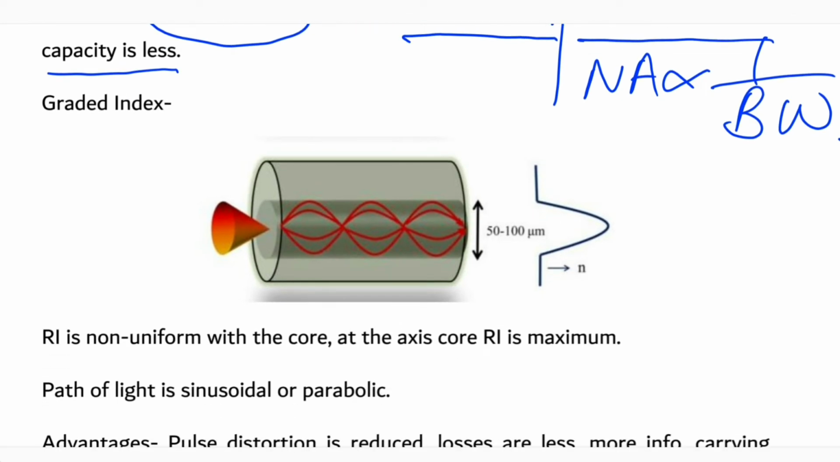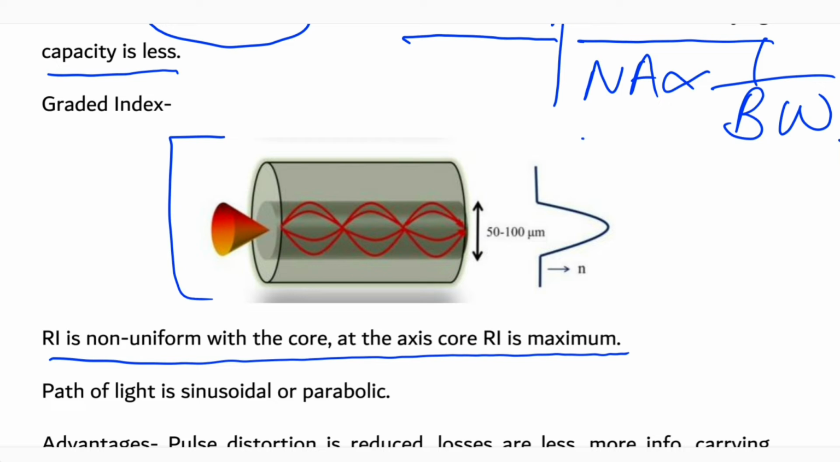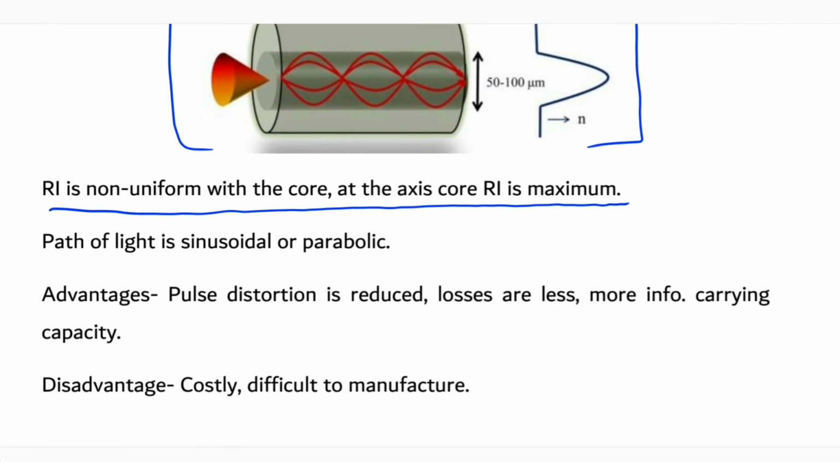For the graded index fiber, the refractive index is non-uniform at the core. The refractive index is non-uniform with the core, and at the axis it is maximum. You can observe this from the diagram itself, how the graded index fiber is. The path of light is sinusoidal or parabolic.